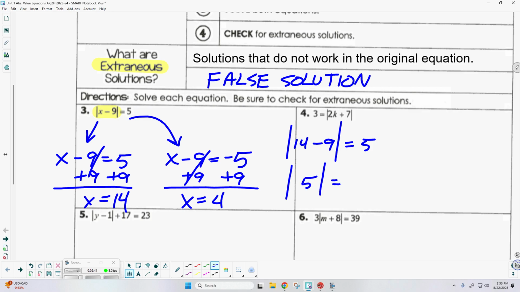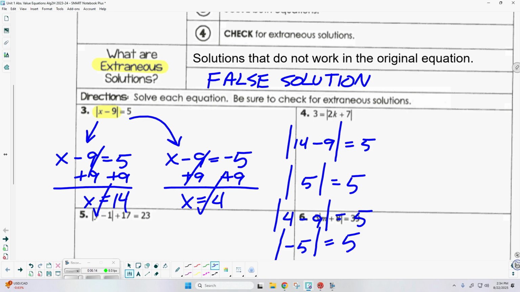5. Will the absolute value of 5 give me 5? Yes. 14 is perfect. Okay. Now let's do the same thing for the other one. The absolute value, x minus 9, so I'm going to say 4 minus 9. Okay. 4 minus 9 is a what? Negative 5. Will the absolute value of negative 5 give me 5? Yes. Both of these satisfy the equation, so they're both solutions.